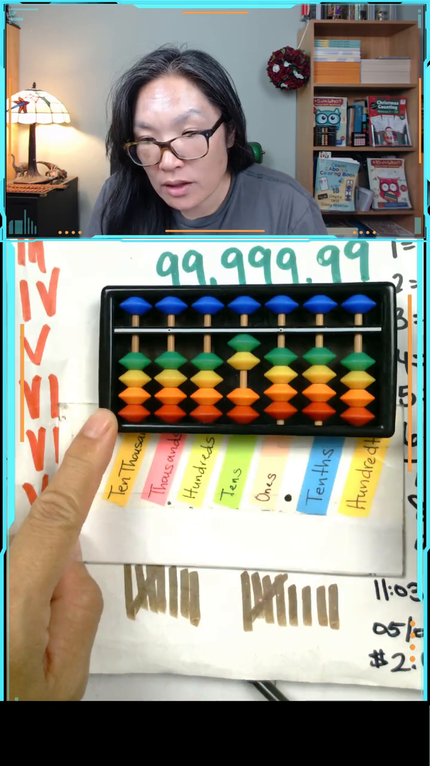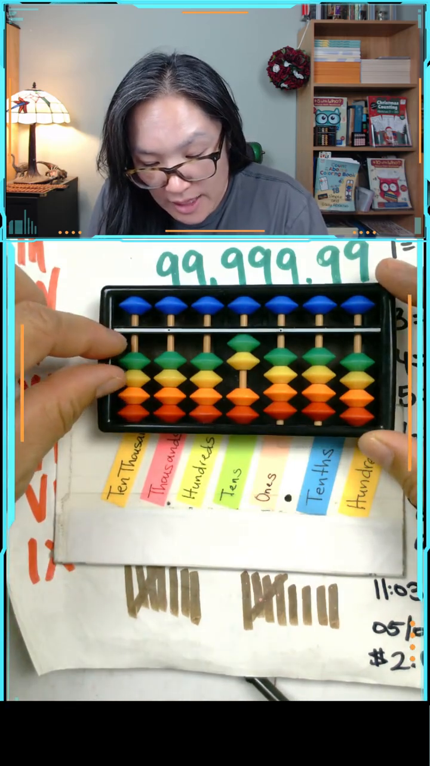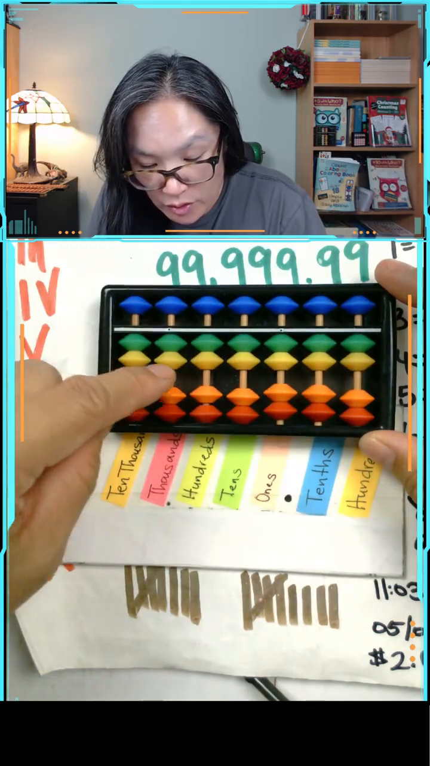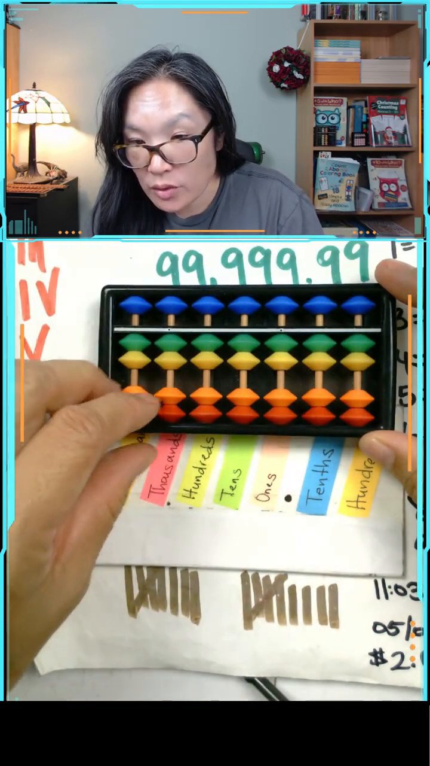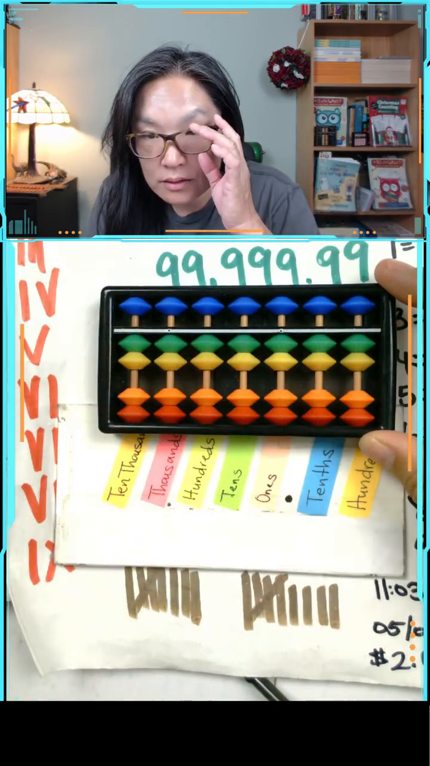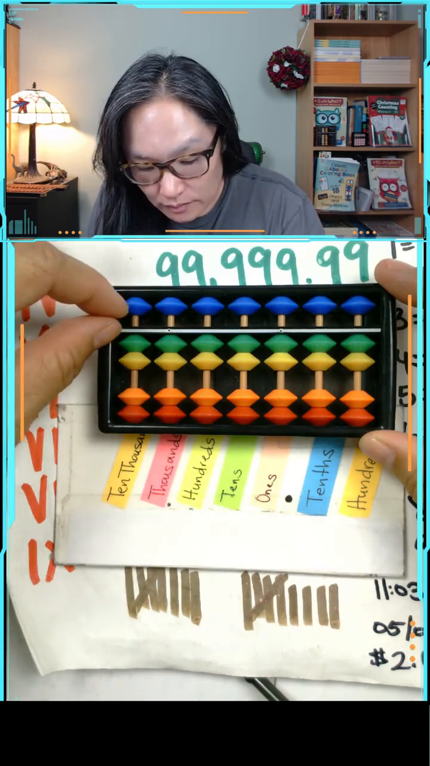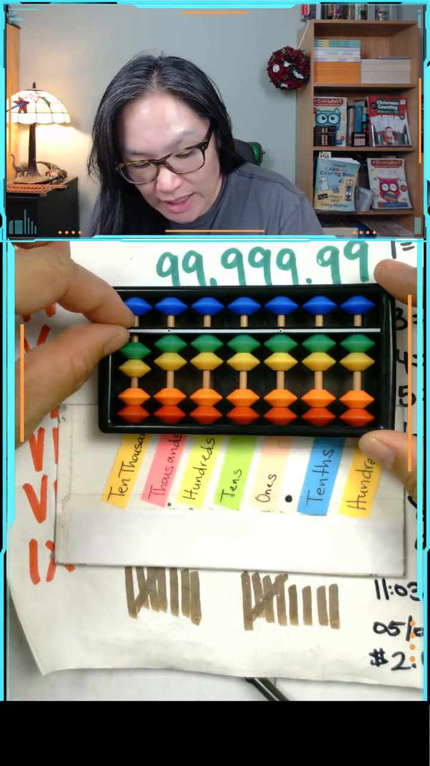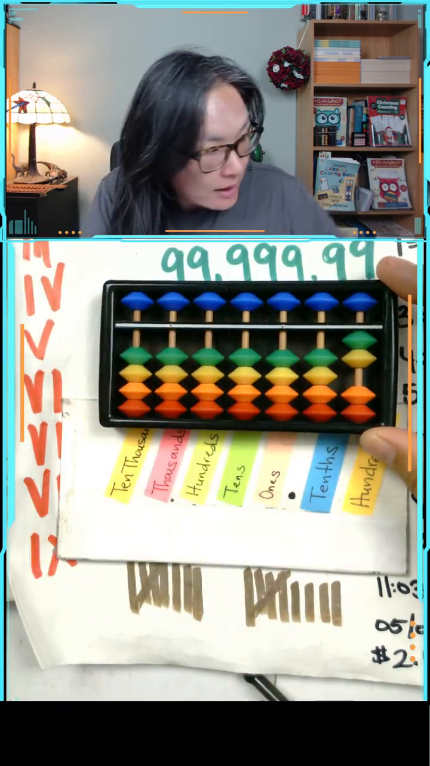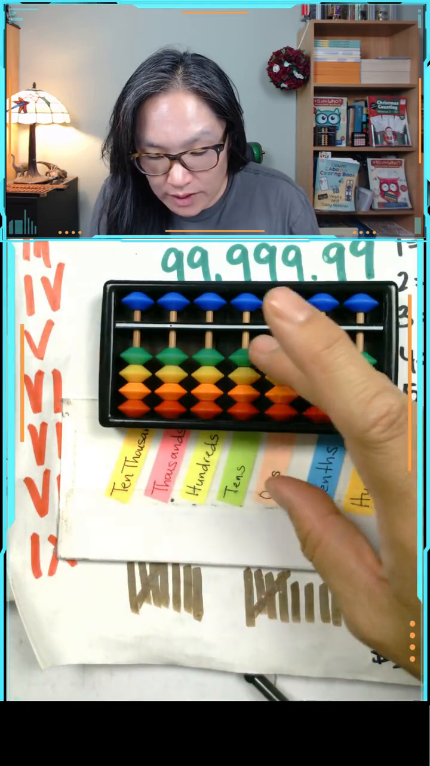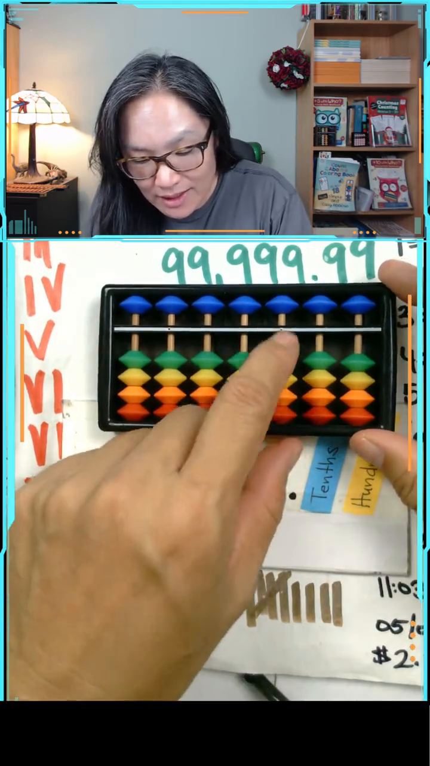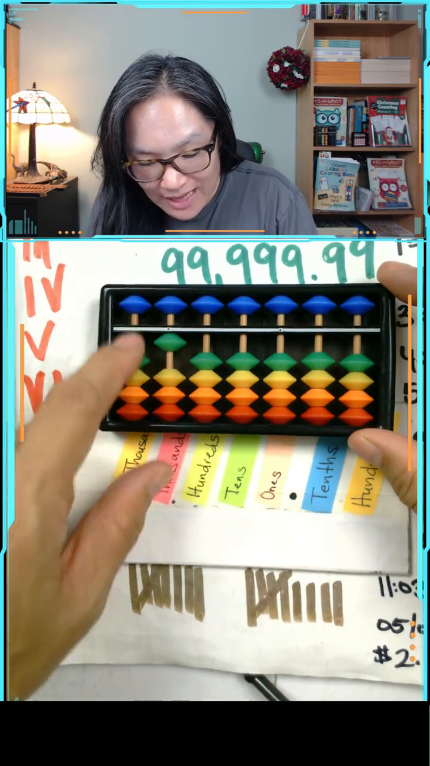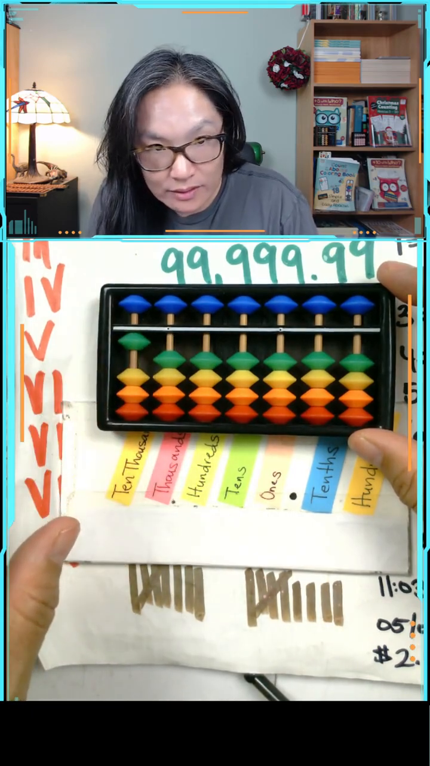No blues, all yellows is 2. Well, it'd be green and yellow would be 2. So this would be 2, 2, 2, 2, 2, 2, 2. But it would not be all yellows, it would be yellow and green. Because the idea is the value of the place. That's 10, this is 1. Just like this is 1, right? This is 10, this is 100, this is 1,000, this is 10,000.